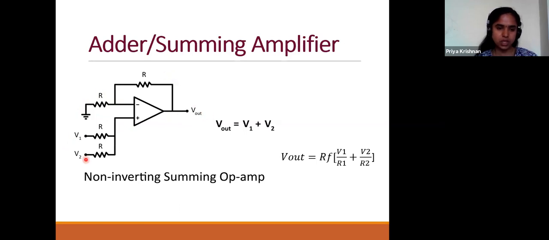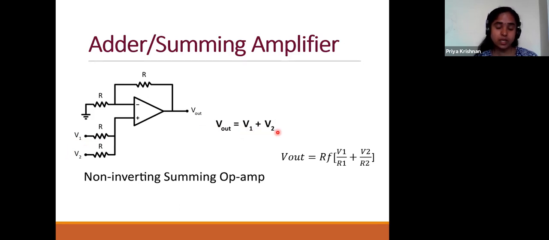Now we will go to the understanding of this circuit. So it is an adder circuit. Adder means it has to add. What will it add? It will add all the inputs. How many inputs do I have? I have only 2 inputs in the circuit, V1 and V2. So what will be my output? My output will be V1 plus V2.